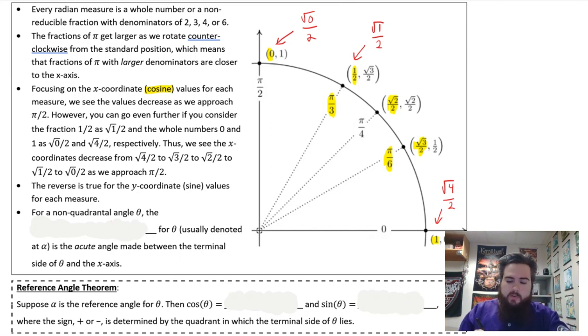We see the x coordinates from the x-axis go from root 4 over 2 to root 3 over 2 to root 2 over 2 to root 1 over 2 to root 0 over 2. The opposite applies to the y coordinates, where the y coordinates increase as you get closer to the y-axis by using the same values.